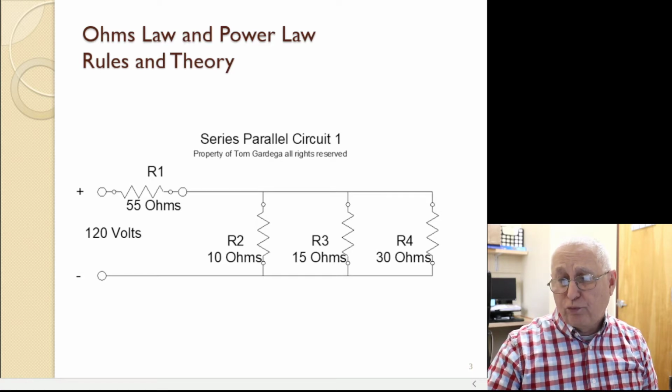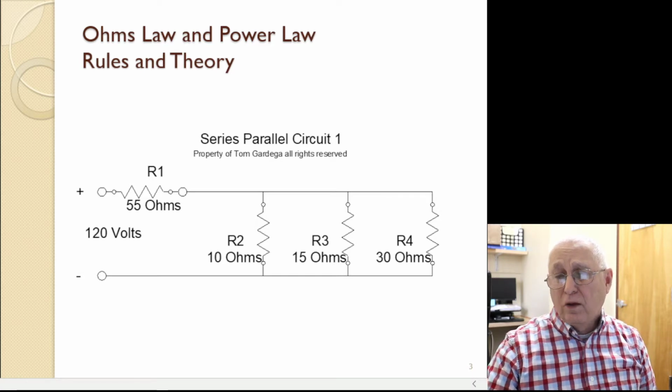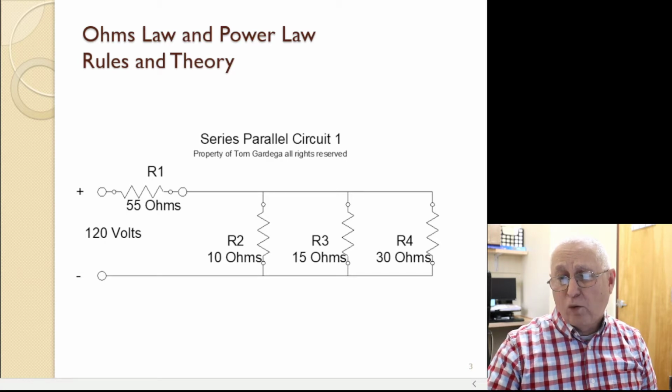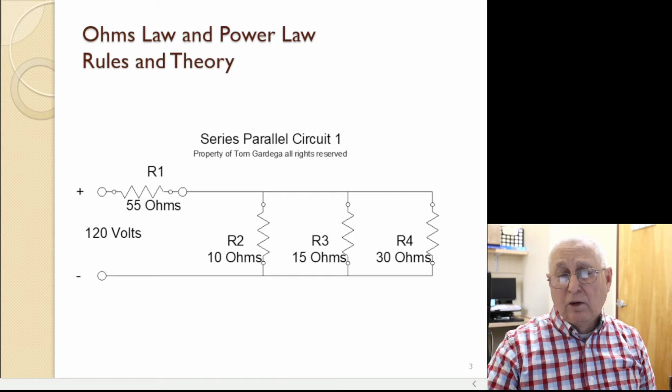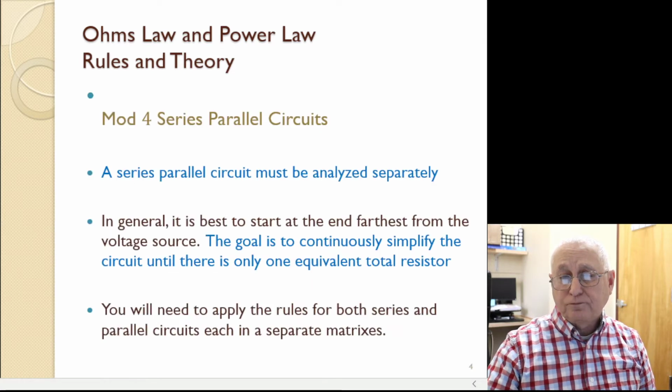Here we have three resistors, a 10 ohm, 15 ohm, and 30 ohm resistors, R2, R3, R4. They are all in parallel. And they're in series with one resistor, R1, which is 55 ohms. Our total voltage is 120 volts.